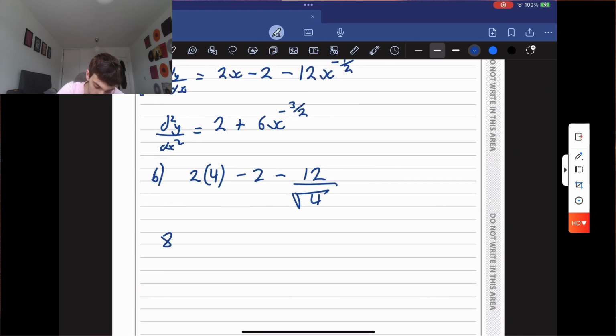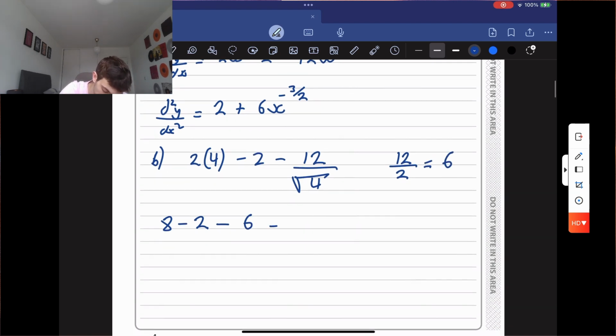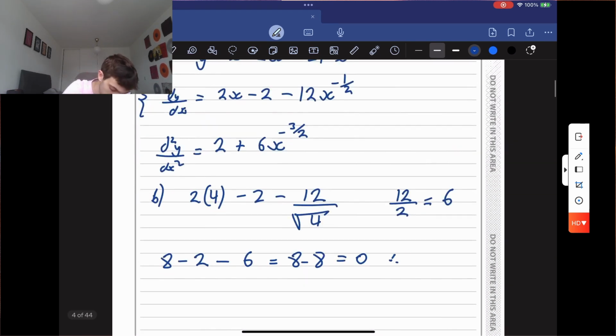Just expanding it out, 2 times 4 is 8. Take away 2, minus, so 12 over the square root of 4 is 12 over 2, which equals 6. So it's going to take away 6. This will give us 8 minus 8, which is equal to 0. Therefore, we do indeed have a stationary point when x equals 4.